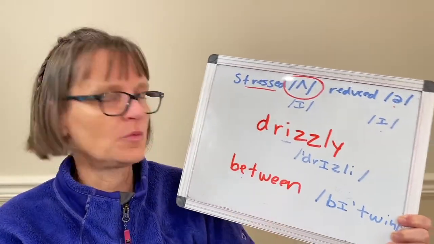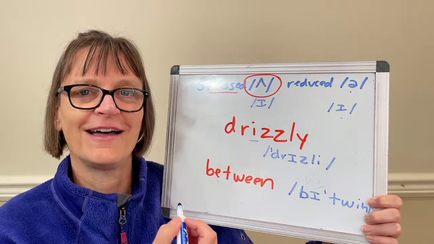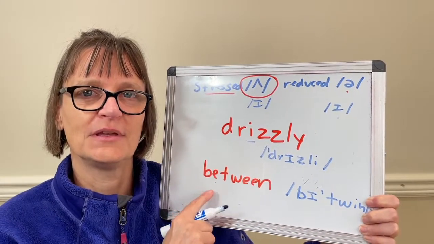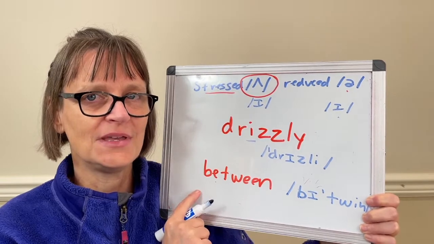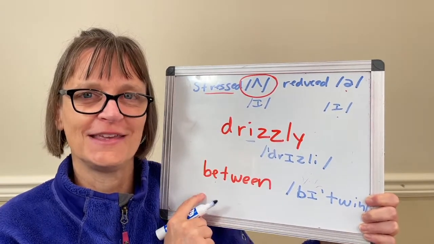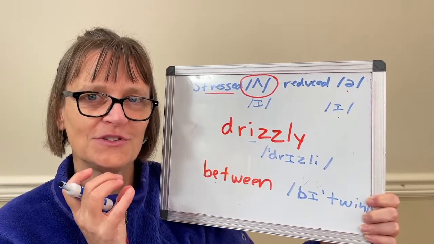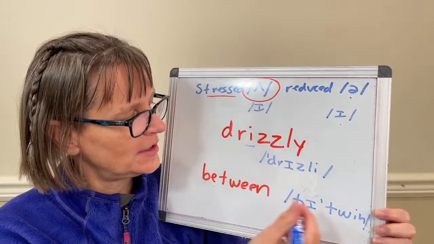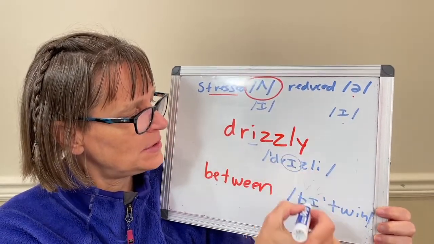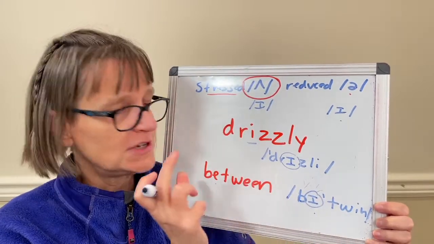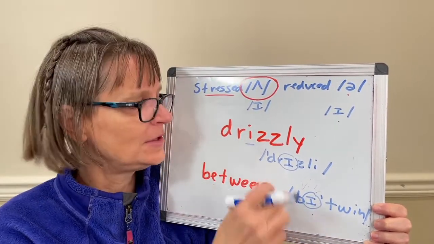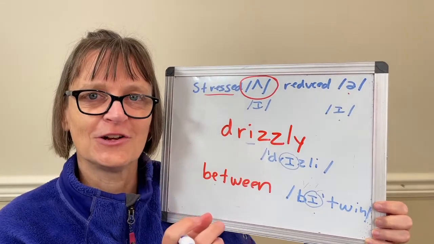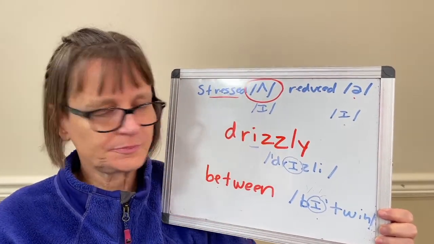Typically, we spell it with an E or an I when it's reduced. So in a word like between, we don't say between here. Even though we have the letter E, we're saying that I, that reduced sound, in that first unstressed syllable. So even though we use the same symbol for these two, this one is going to be short because it's in the unstressed syllable. This one's going to be long and clear because it's in the stressed syllable.